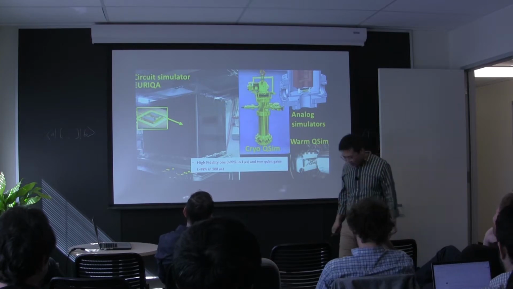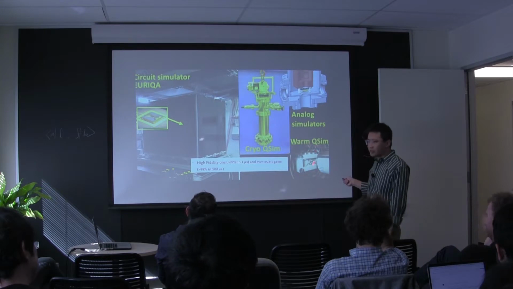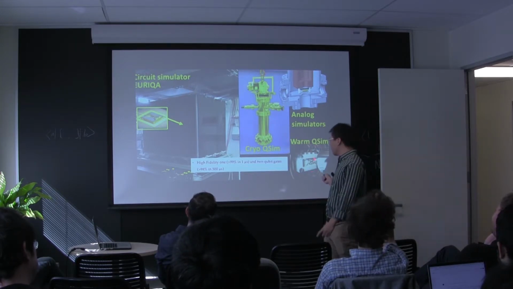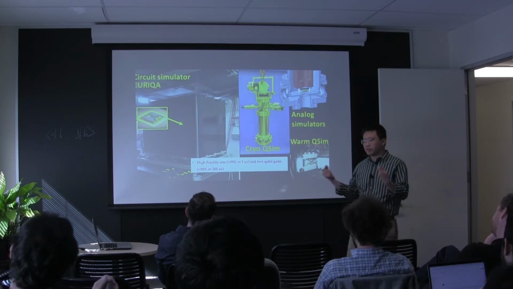Right. For the warm QSIM, this is a more recent generation, but we still keep this system running. In that system, we can at most have 53 ions, but we lose them after a few minutes because of background collisions.